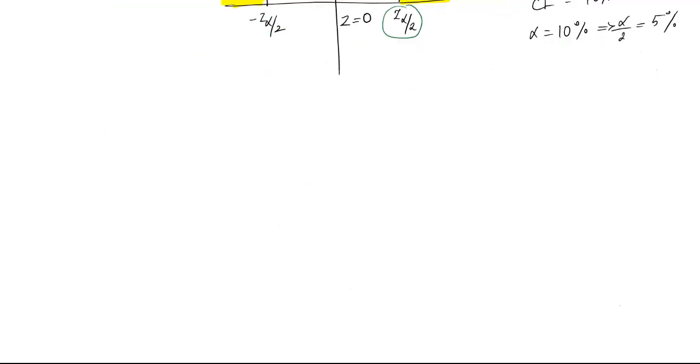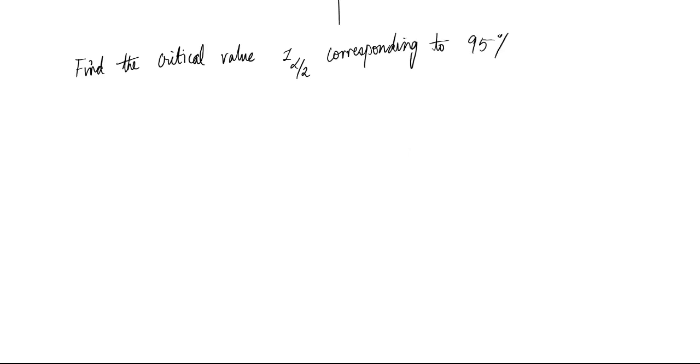We'll do an example to understand that. Find the critical value z alpha over 2 corresponding to 95% confidence level. Well, we just revolve around 95, 90, and 99% because these are commonly used. You are free to use any confidence level technically, but these are the most common ones, so most of the examples will use these ones.